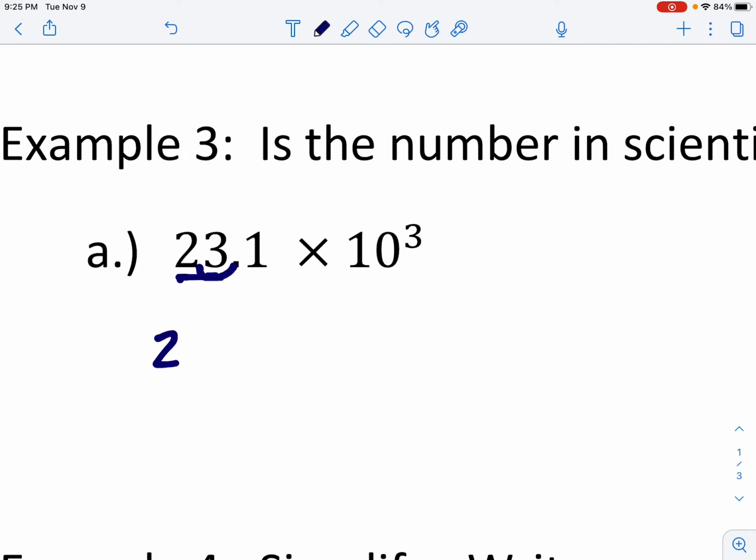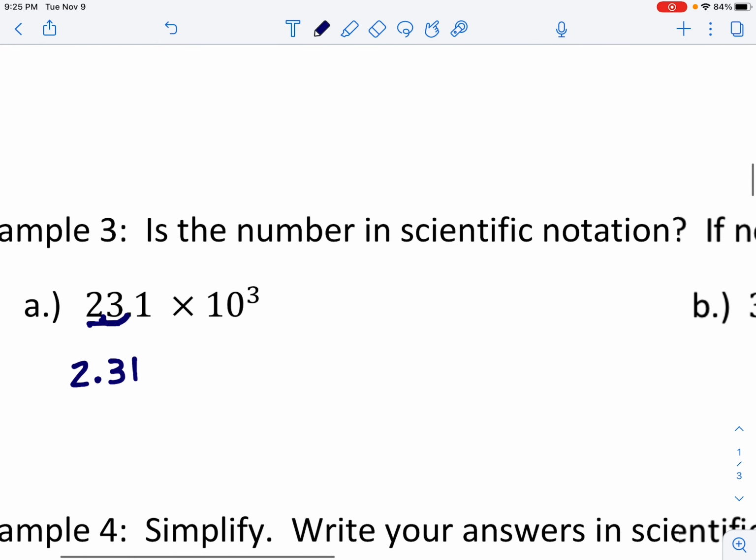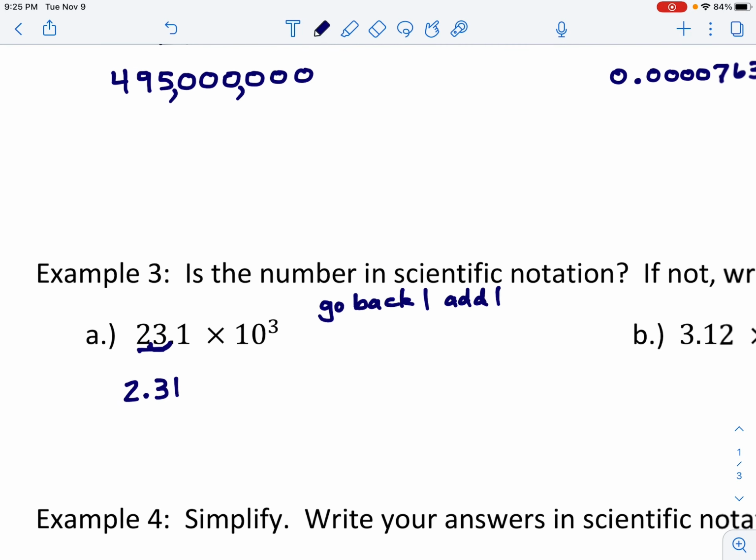So that's going to give me 2.31. Okay? And when we go back, I want you to write this down. Go back 1, you're going to add 1 to your exponent. So when you go back 1, you're going to add 1. So we went back 1. That means we have to add 1 to our exponent. That's going to be 10 to the 4th power. That makes it in scientific notation.